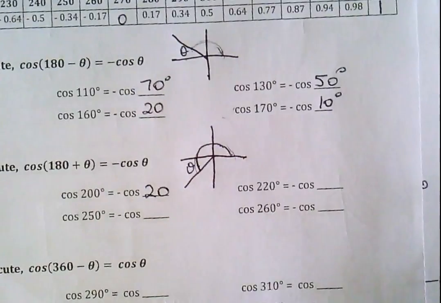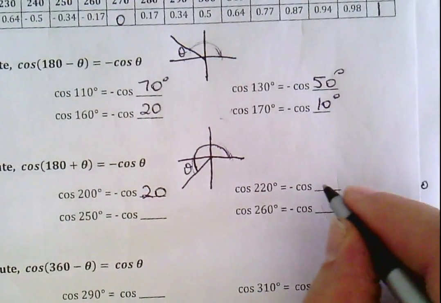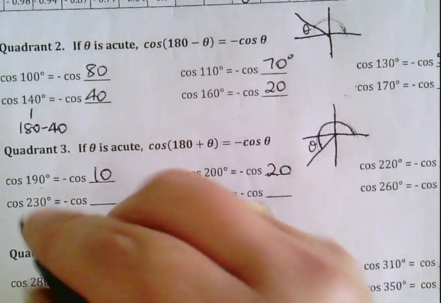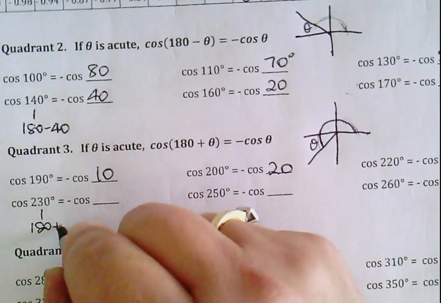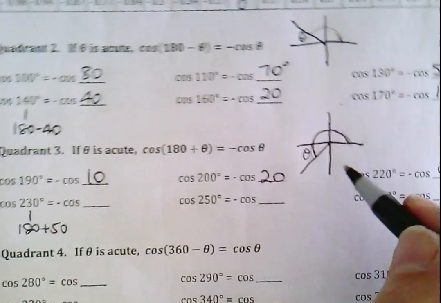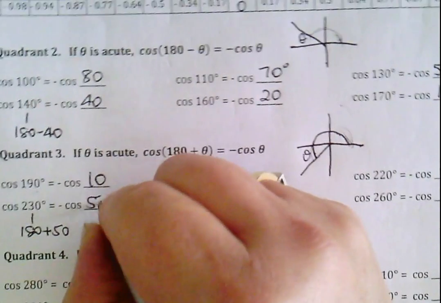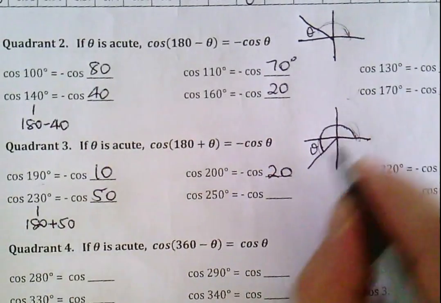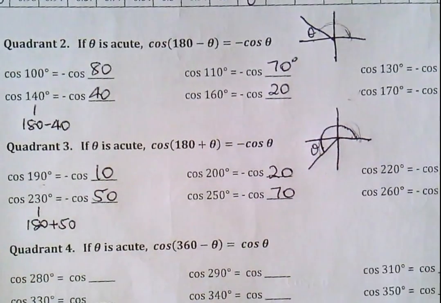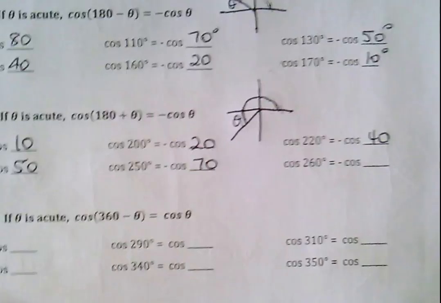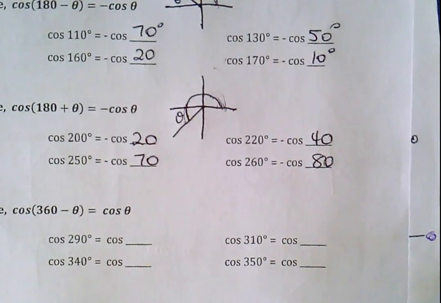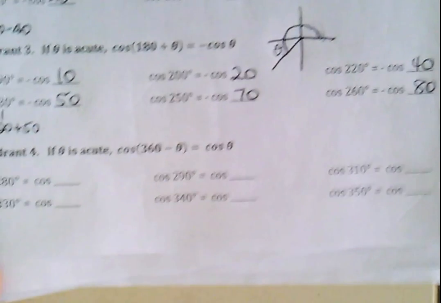Cos of 220, that's 180 plus what? 40. It's the same as negative cos 40. Cos of 230 is the same as 180 plus what? So it's 180 and another 50. It's negative cos 50. Cos of 250 is an extra 70 past that line. And cos of 260 is 180 plus 80, but it's negative. Negative cos 80. Keep doing the last bit.